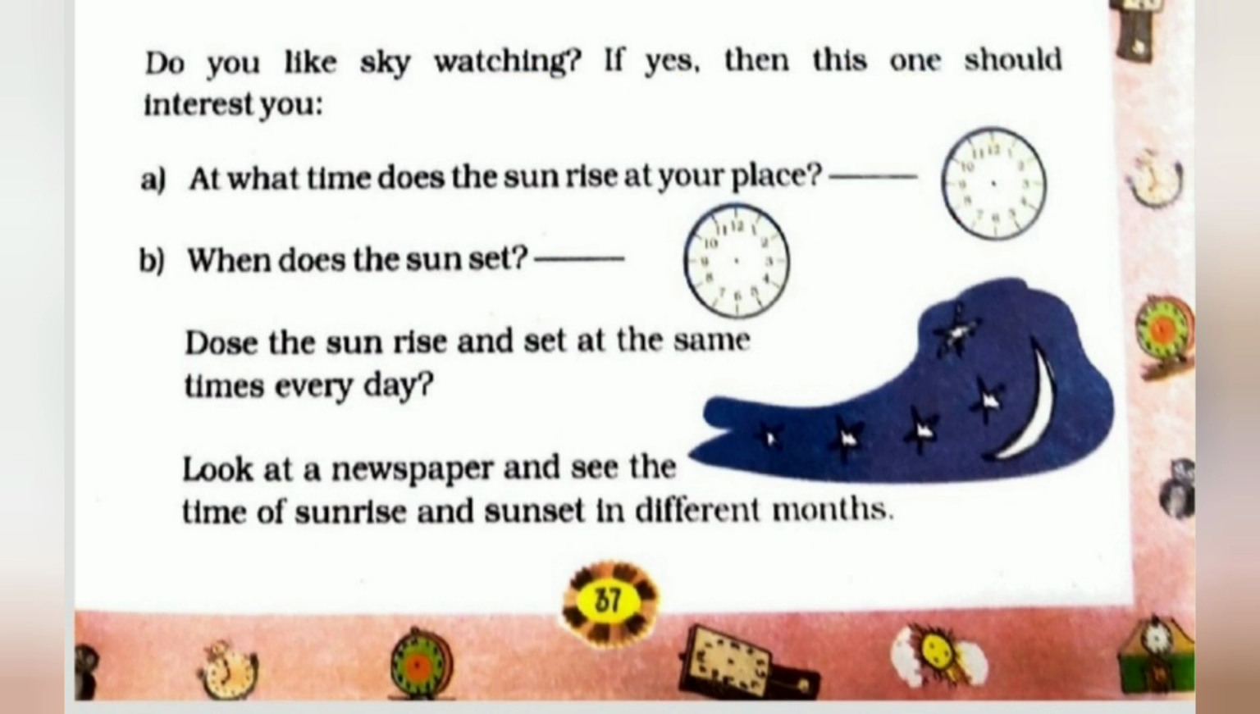Does the sun rise and set at the same times every day? No, it changes according to season. Look at a newspaper and see the time of sunrise and sunset in different months. Children, you can note it very well in your notebook.